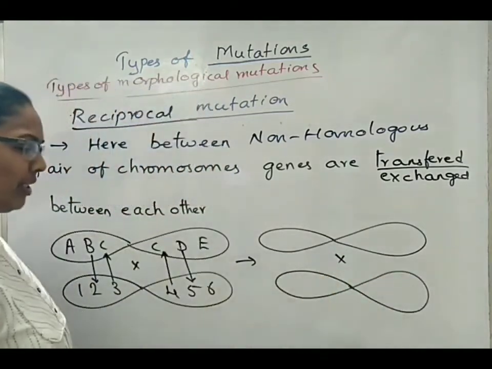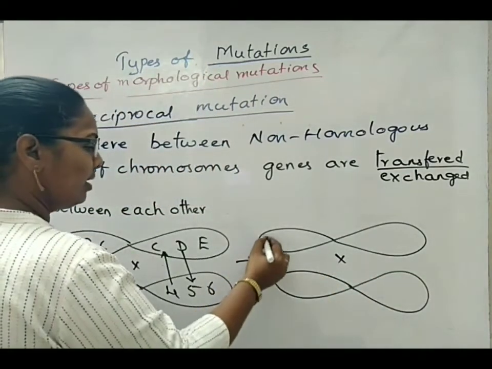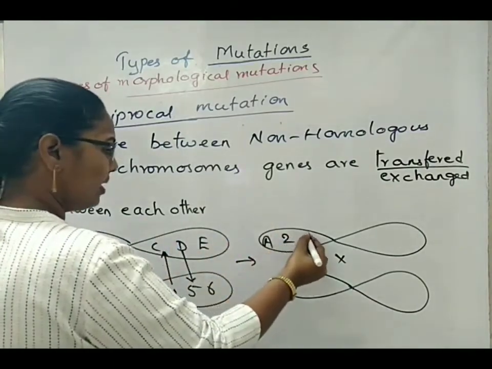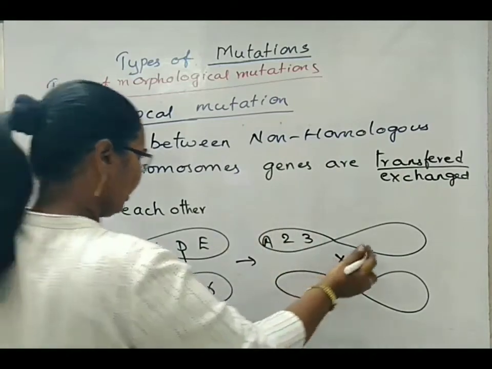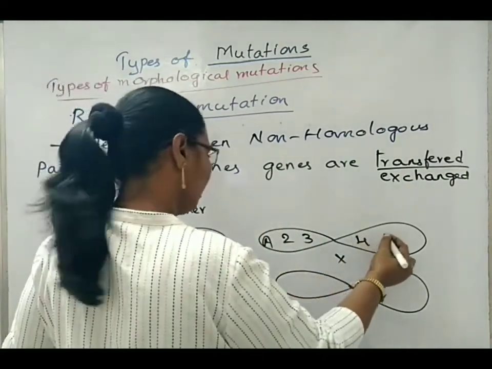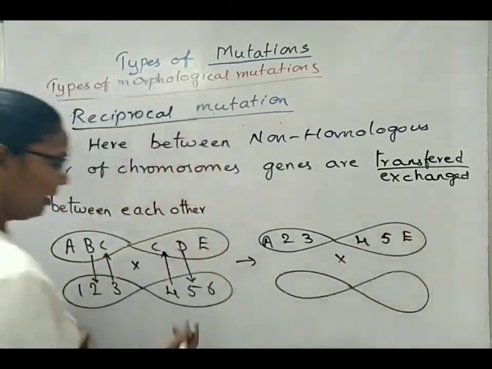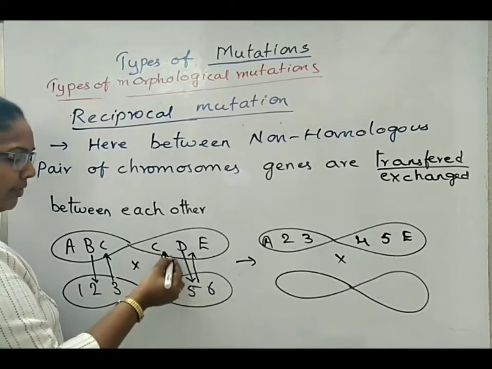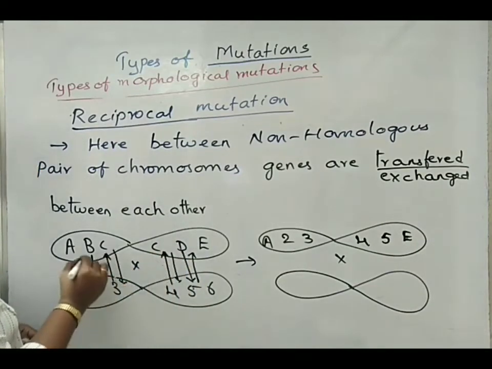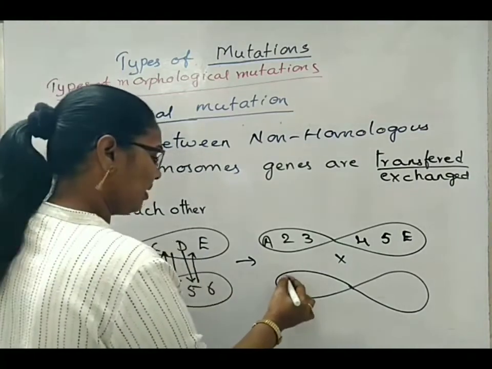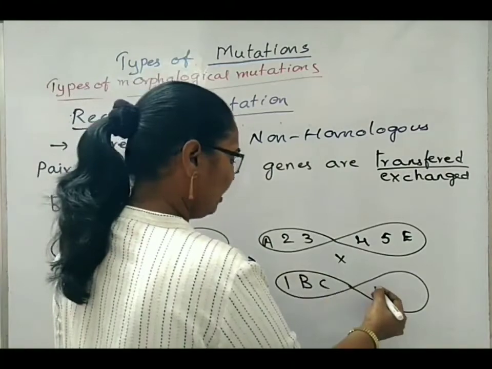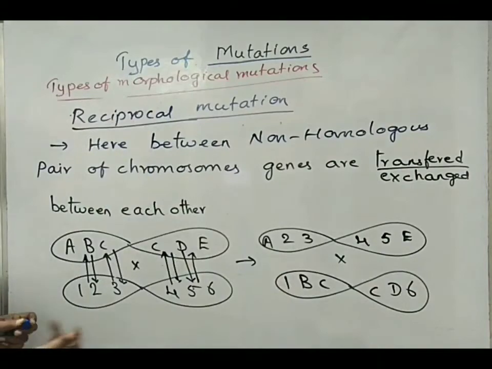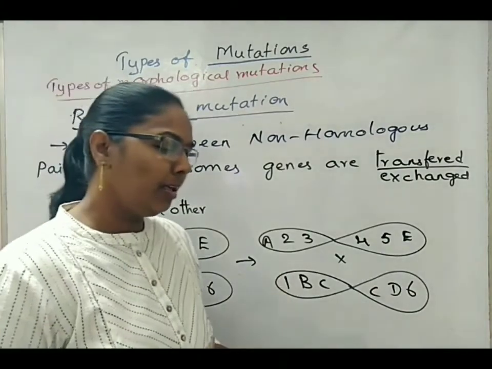So after reciprocal type of mutation, the arrangement of genes is going to be A will be as it is, but B is replaced by 2 and C is replaced by 3. In case of this one, here it will be 4, 5 and E. Now, if D is shifting to 5th position, then 5th chromosome can easily shift to D position. Okay. So we will write here 1, B, C, and here C, D, 6. So this will be the type of arrangement after reciprocal mutations.